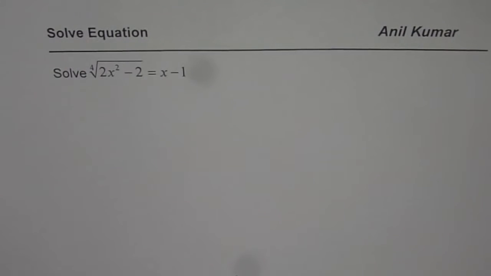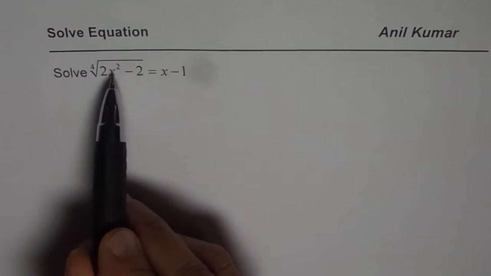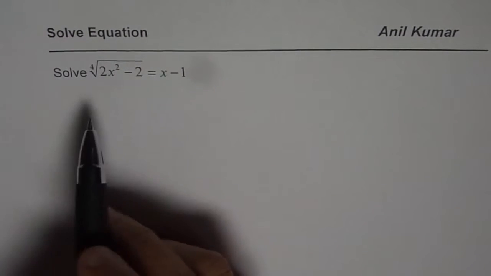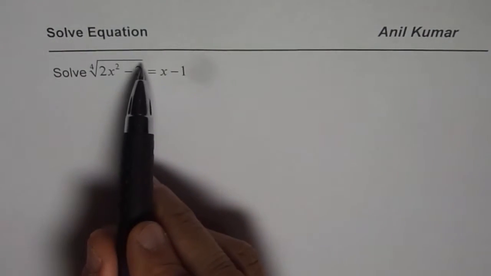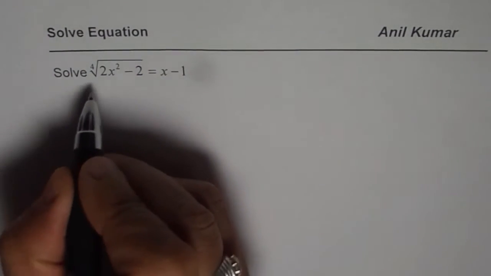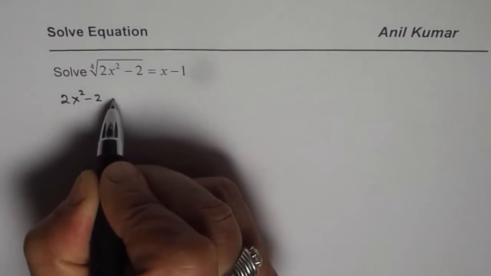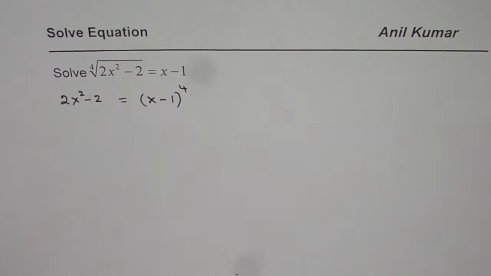Now the question before us is: solve the fourth root of 2x squared minus 2 equals x minus 1. That is the question which we are going to look into. How to solve it? First, we should take the fourth power so that we get rid of the fourth root, right? That is the basic step. So we'll write this as 2x squared minus 2 equals (x minus 1) to the power of 4. That is always the first step.